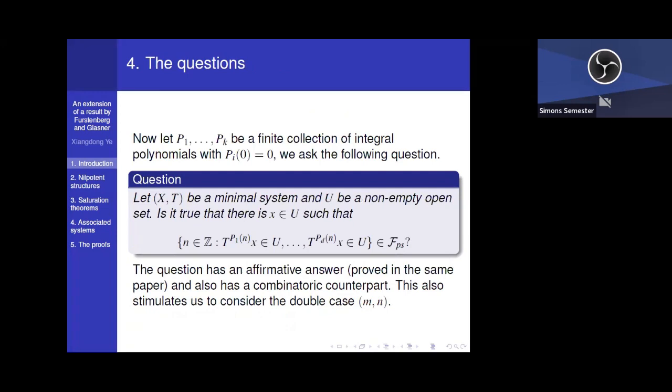Then we tried to see if it is also true for polynomials. So this is the question. If you have a minimal system and U a non-empty open set, is it true that you can find some x in U such that this set is piecewise syndetic?